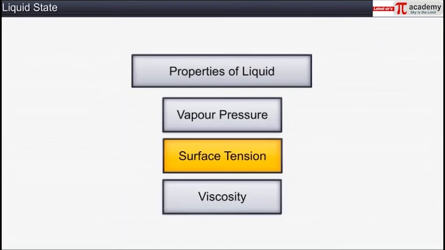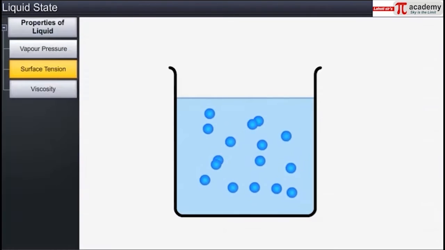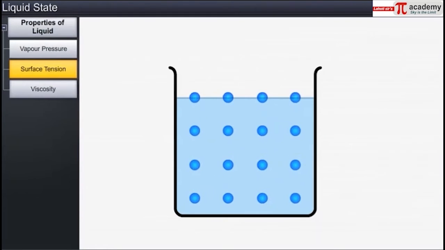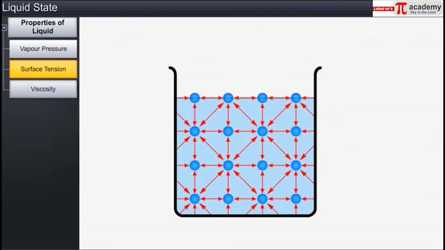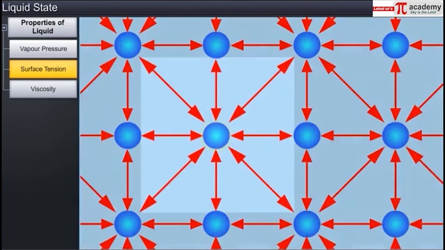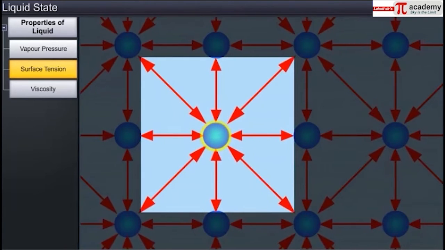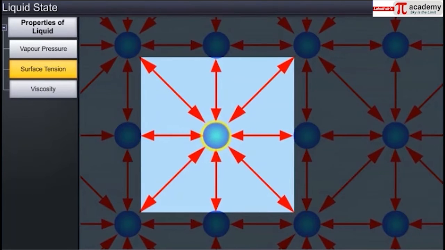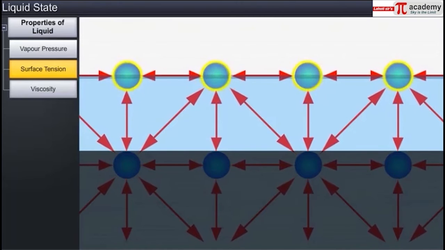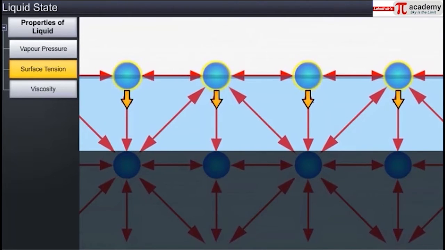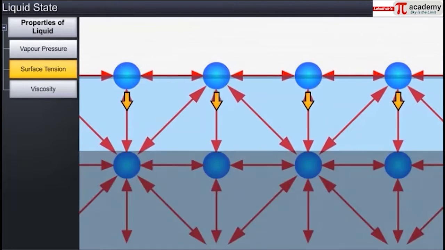Let's now discuss surface tension. This property of liquids arises from the intermolecular forces of attraction. A molecule in the interior of a liquid experiences equal intermolecular forces of attraction from all sides. Therefore, a single molecule in the bulk of liquid does not experience any net force. However, the molecules on the surface experience a net downward attractive force towards the interior of the liquid due to the molecules below it.